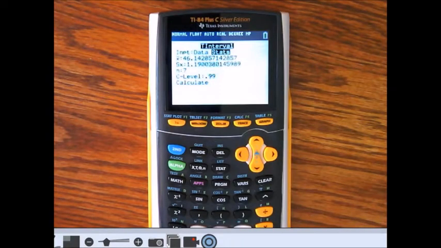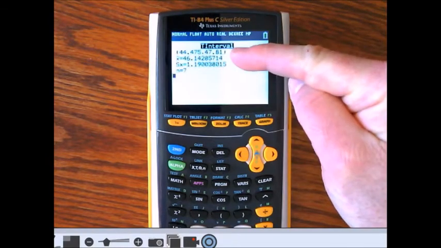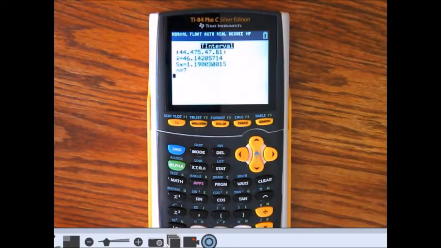Let me double check that that's right. Yep, 99%. Change that to 0.99 and then calculate. It does its thing. And right up here, it tells us the interval, 44 point, let's say 48.